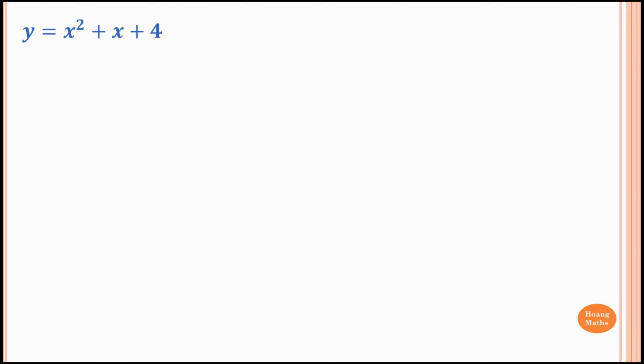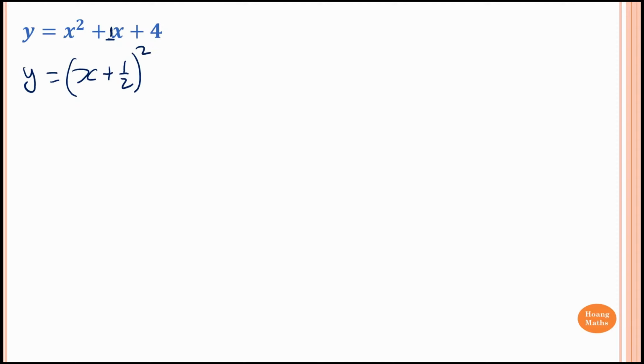First of all, there is no number in front of x, so this means that the coefficient is 1. So to put it in perfect square form, first of all, we halve the 1, which is a half. So x plus a half, all squared.